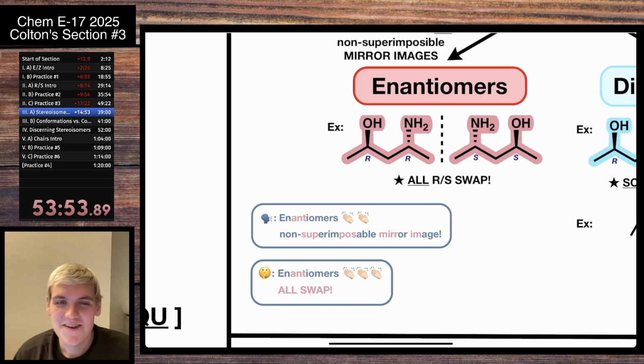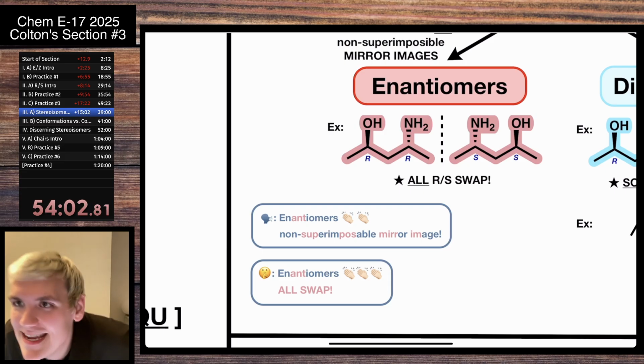Enantiomers. Non-superimposable mirror image. Enantiomers. All swap.